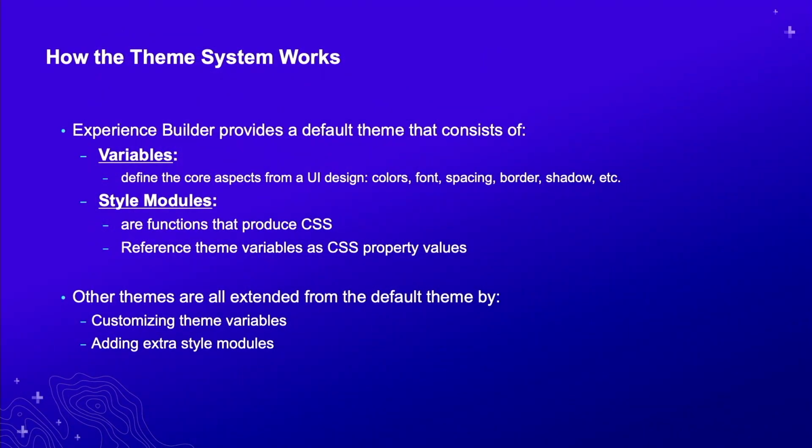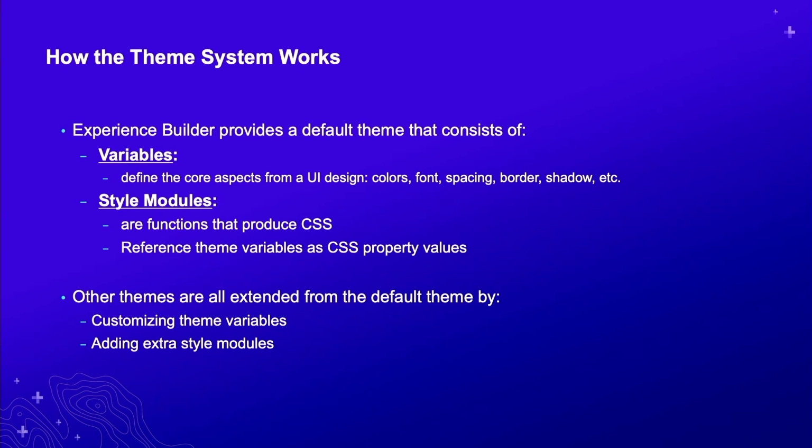So how does the theme system work? In Experience Builder, we provide a default theme, or I call it the master theme, that consists of the following. First are the variables. These are the key parameters that define the core aspects of a UI design, such as colors, font, spacing, border, shadow, and so on. And then we have the style modules.